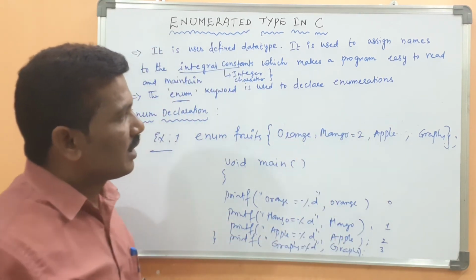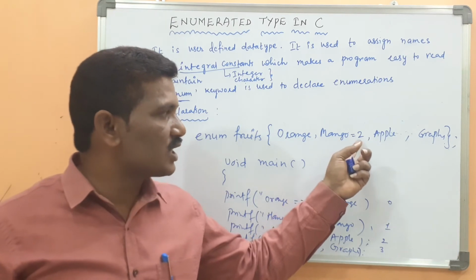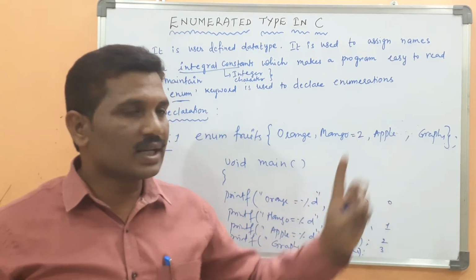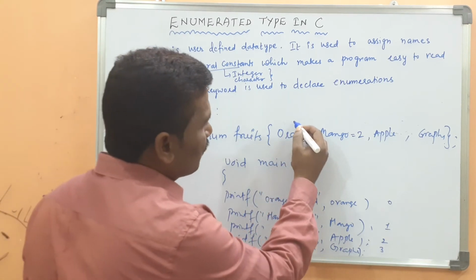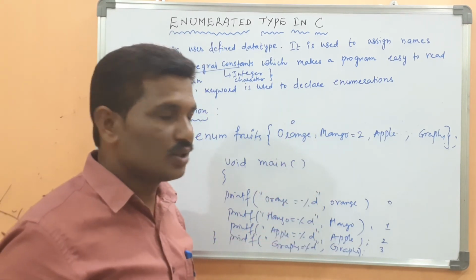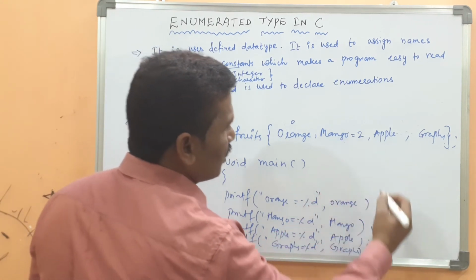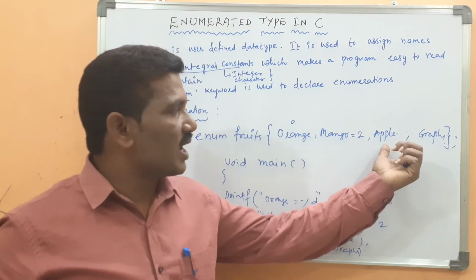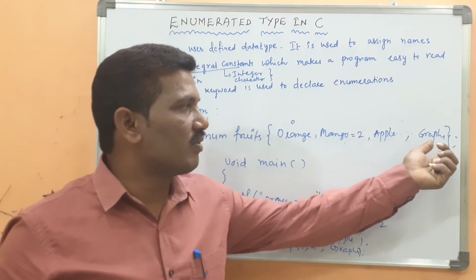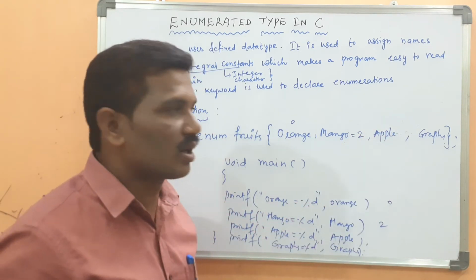Because mango is initialized, it gets the value 2. The remaining are default values. But here, what is the default value of this one? 0, sorry. What is the mango value? 2. But what are the subsequent constant values? What is the value of apple? What is the value of grapes? The subsequent values are incremented by 1.